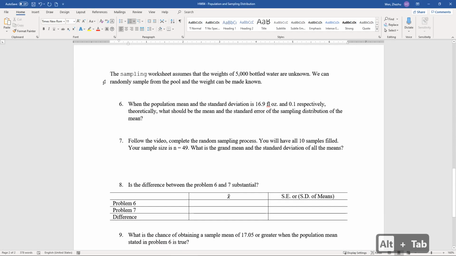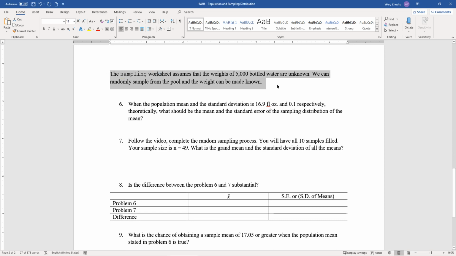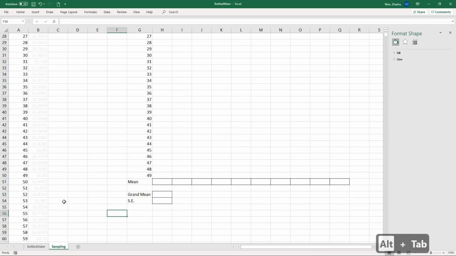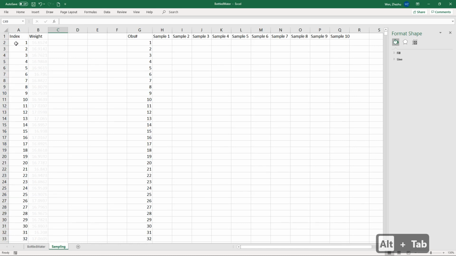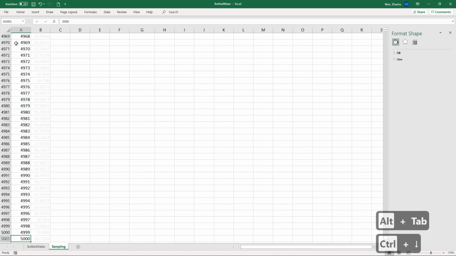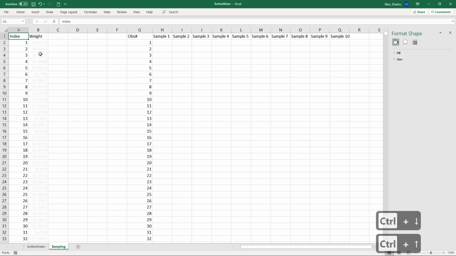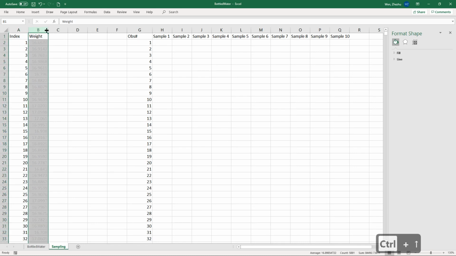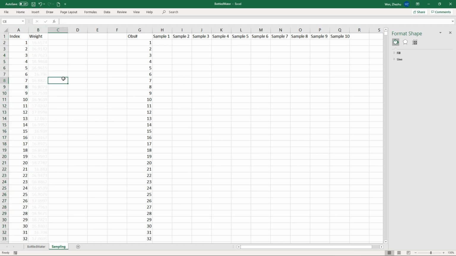And if you move on to the next one, the sampling worksheet assumes that the weight of 5,000 bottled water are unknown. So let's move on to sampling. As you can see, we do have 5,000 here, right? However, this is kind of grayed out. It implies that you don't really know the value of each bottle there, but you will eventually know through the sampling for some of those bottles, but not all of the bottles.